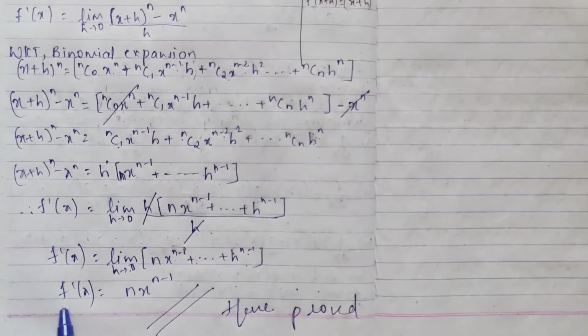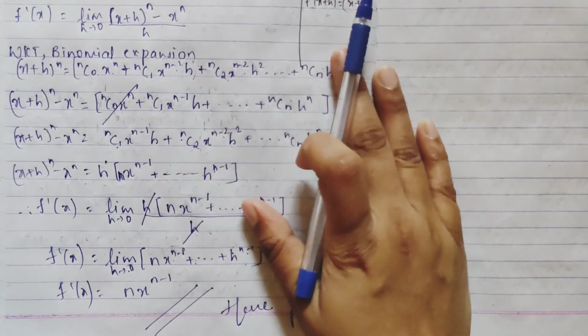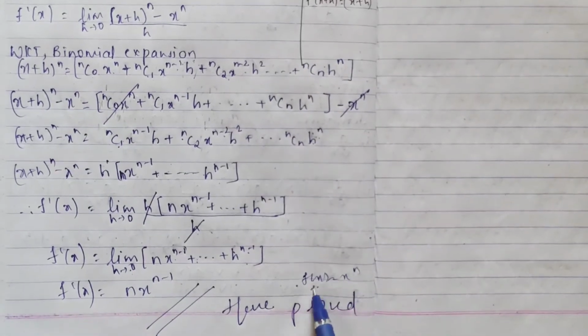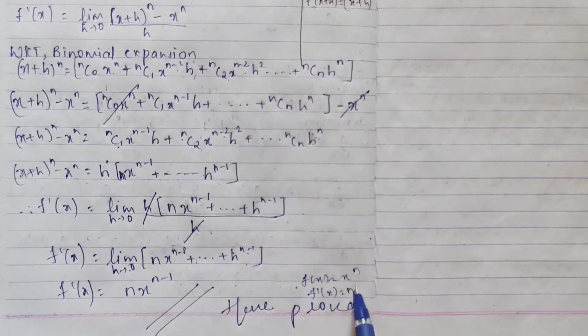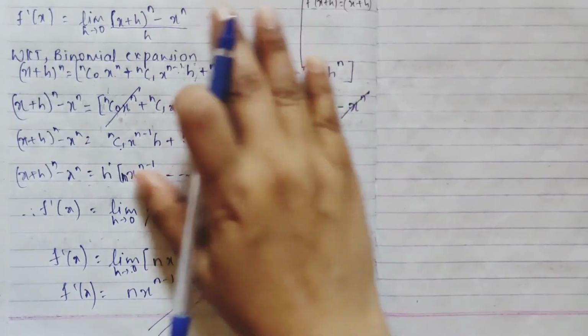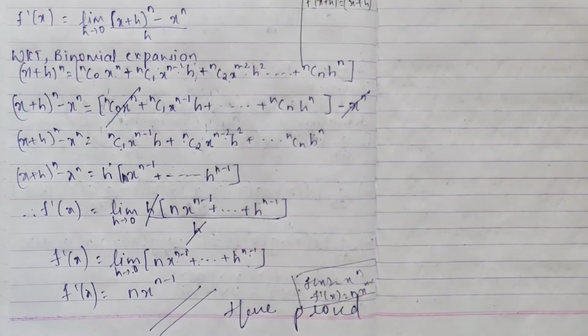So f dash of x is equal to n x raised to n minus 1, when f of x is x raised to n. When f of x is equal to x raised to n, its derivative is what? n x raised to n minus 1. This is a standard formula. I hope I am clear for you. Please note it down properly.